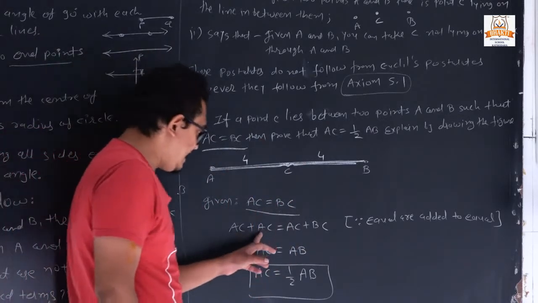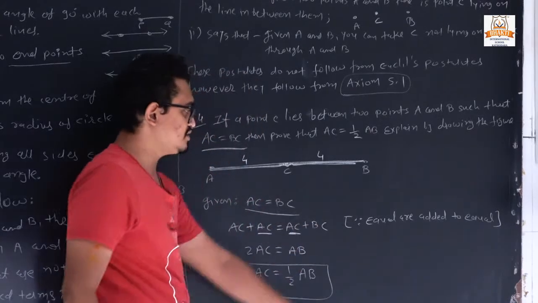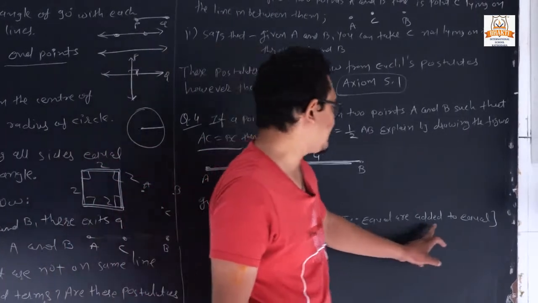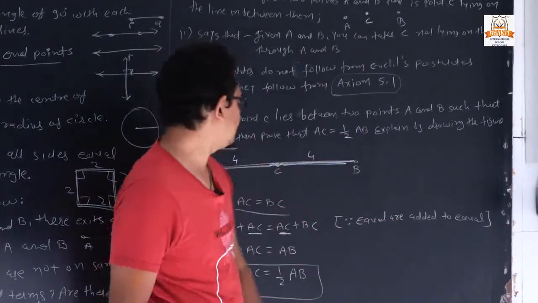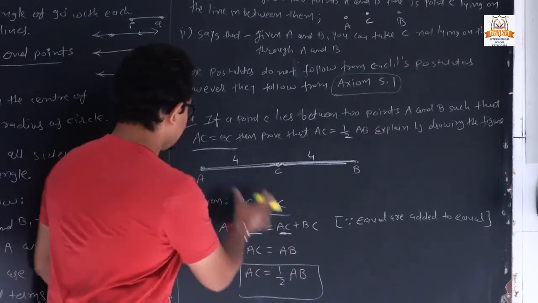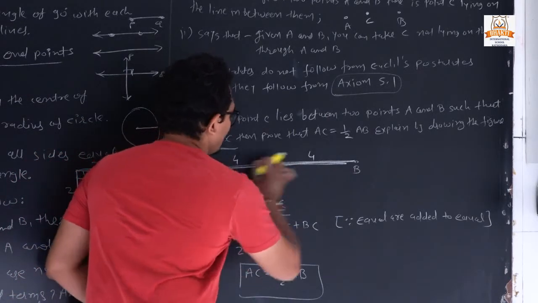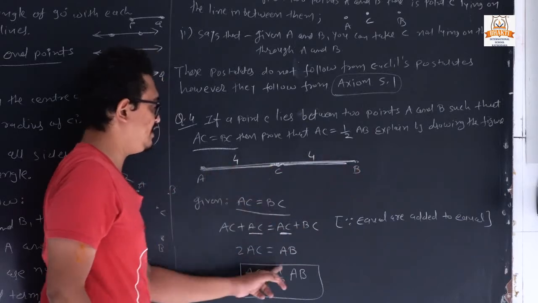Now we can add AC to both sides. We can add AC and AC on both sides because we have an axiom like that: if equals are added to equals, the wholes are equal. So 2AC is equal to AC plus BC, and AC plus BC is all of AB. Clear? AC plus BC is equal to AB.